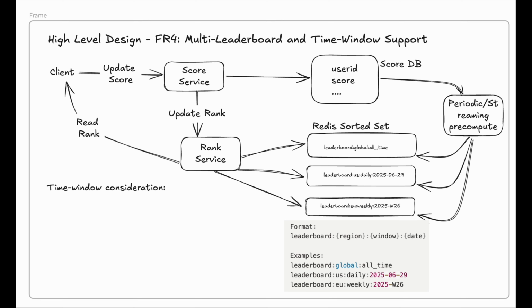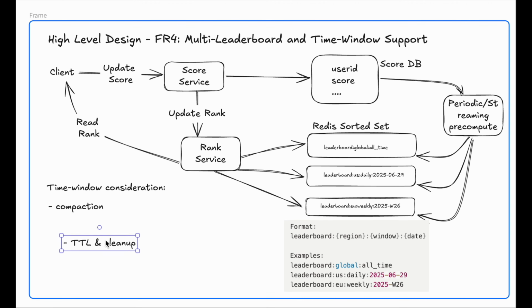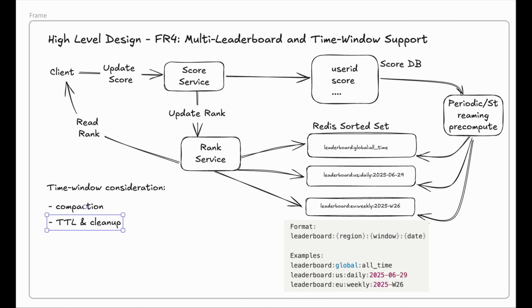To save on storage and improve efficiency, we can aggregate daily data into weekly or monthly summaries. This reduces the number of keys and allows us to retain long-term trends at lower resolution. Second, TTL and cleanup. We use expiration policies or scheduled background jobs to evict outdated keys, avoiding memory bloat and stale data.